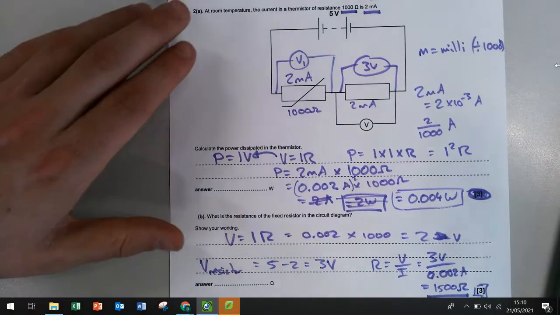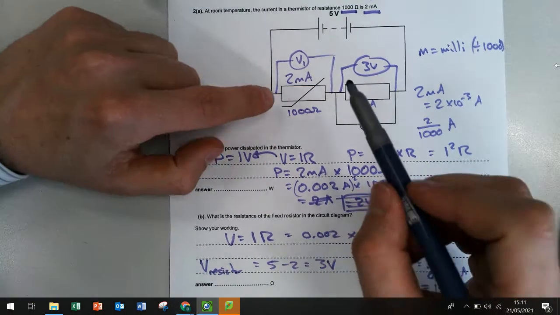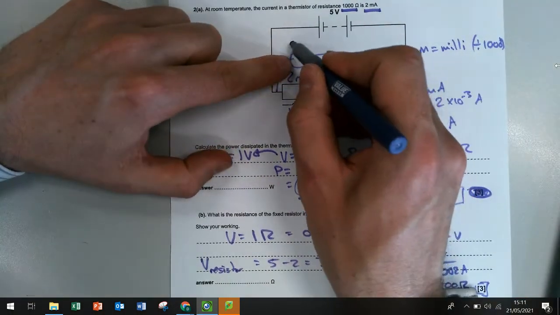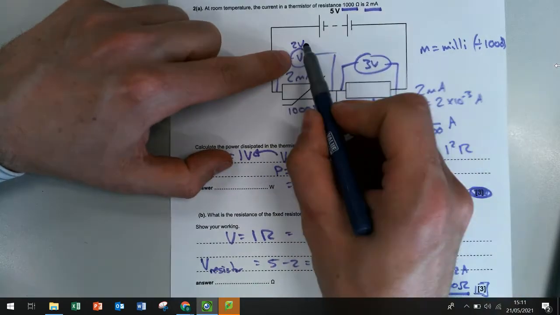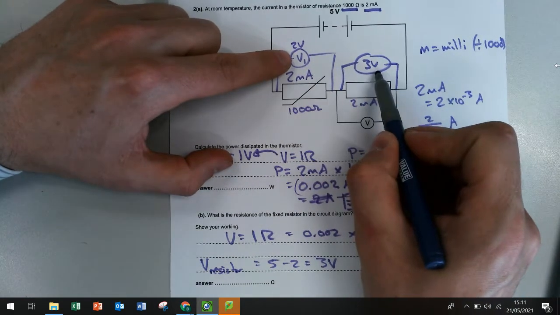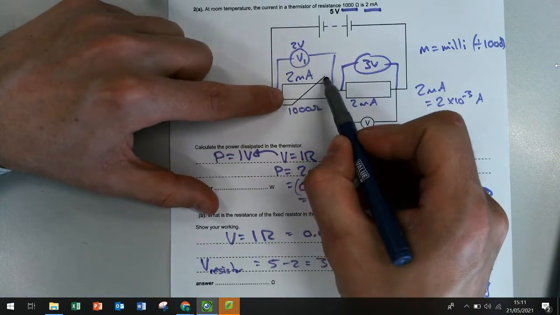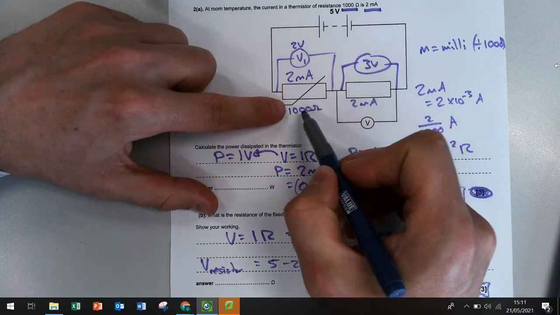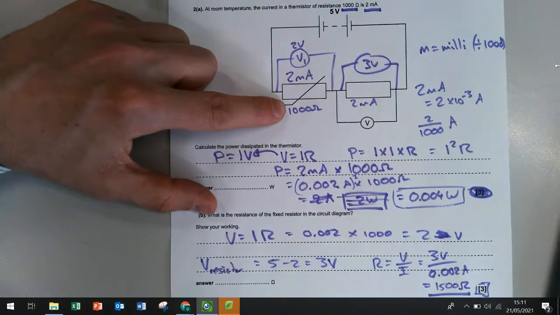You might have spotted a slight shortcut. If the potential difference across this one is 2 volts and this is 3 volts, you know the potential difference is 50% more, so the resistance must also be 50% more. 50% more than 1,000 is 1,500.